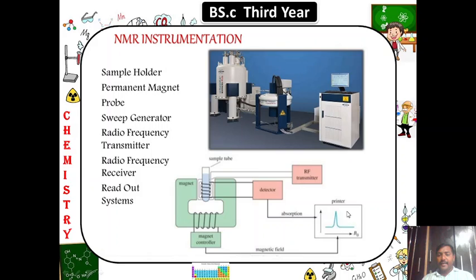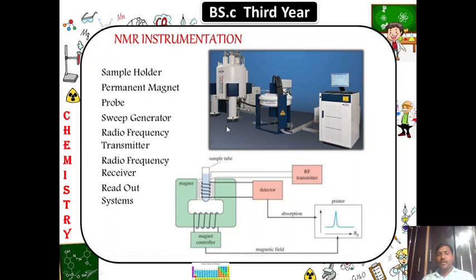The readout system, and this is the radio frequency receiver here. This is the radio frequency transmitter, which transmits the radio frequency to here. Then we keep the sample here, and then the magnetic field is applied. Then this signal goes to the receiver to receive the data and reflect it on the readout system, meaning where the peaks are observed, that is shown on the screen.